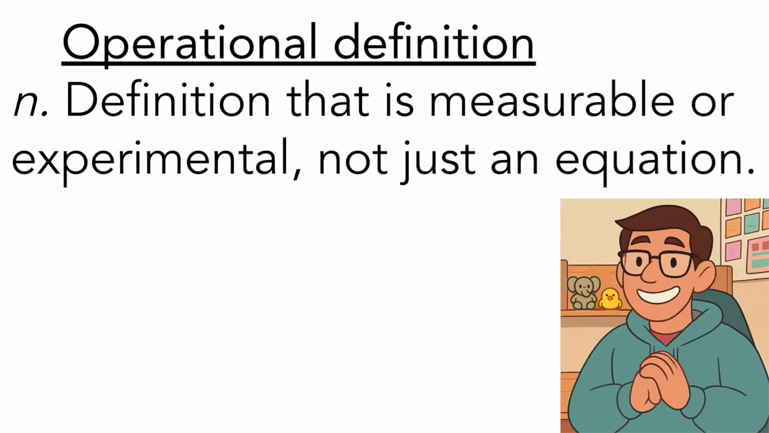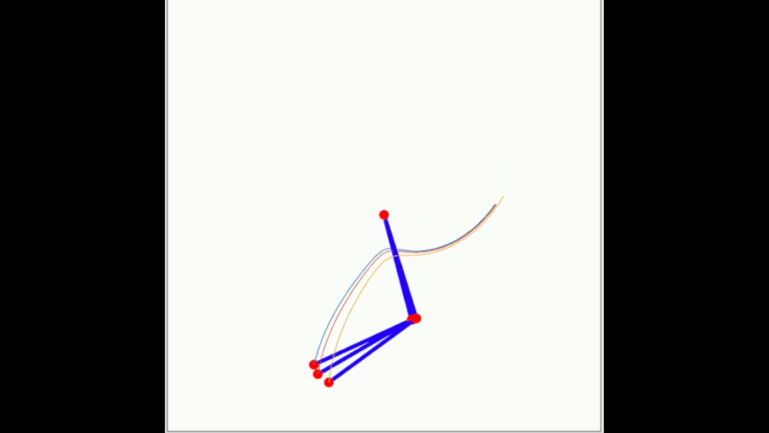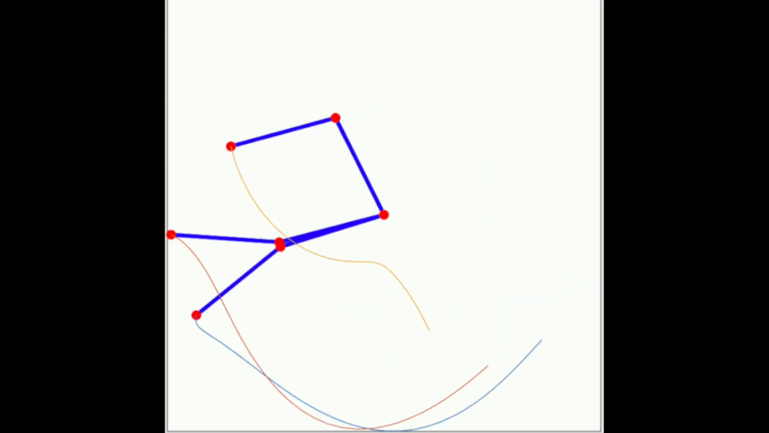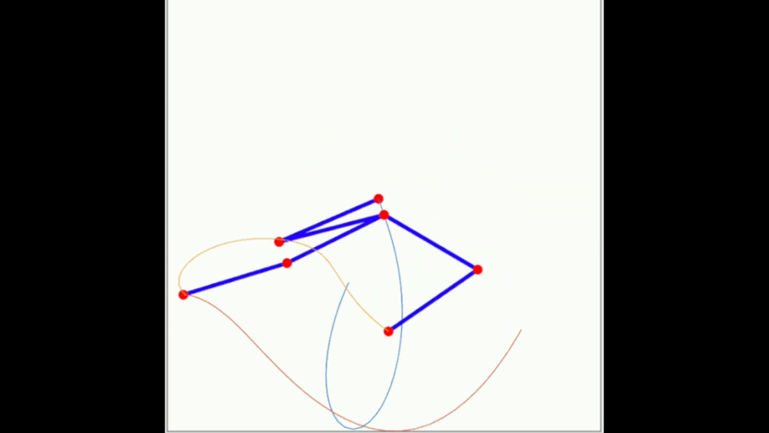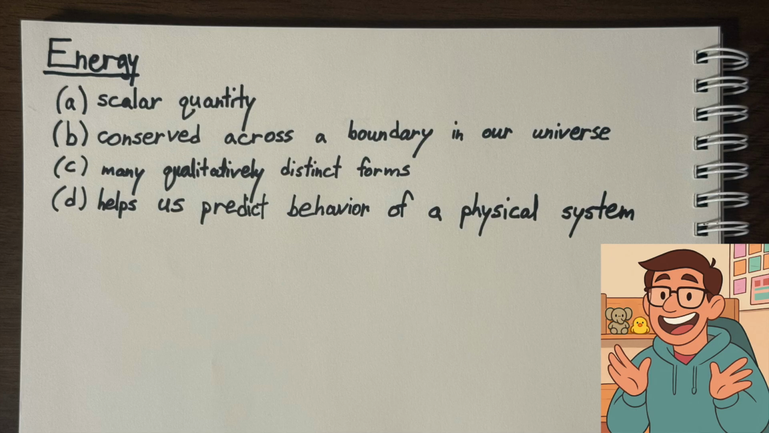An operational definition is when we define an abstract concept in terms of something we observe experimentally. So for example, if we conduct a real-life experiment with a physical system like a pendulum or a spring, and suppose we measure something that doesn't stay the same over time, then we can conclude whatever we're measuring is not energy because it's not conserved. So the beauty is that this definition grounds us in observations, in experiments.